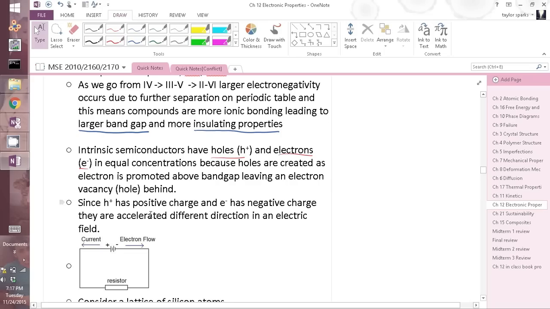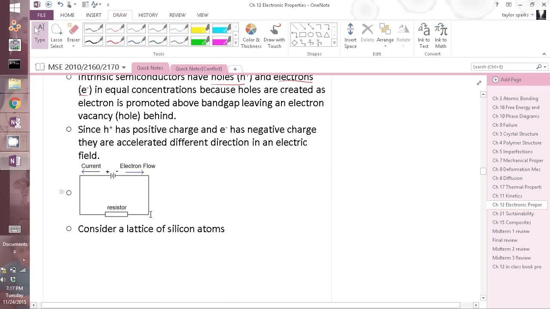Now, just a reminder on circuits. If you have a circuit like this and you have a battery, from the positive end of the battery, a current will move through the load, through our resistor, and it'll head towards the negative side of the battery, so positive and negative. That is the current. But the electron flows are opposite to that. Electron flows this way, and our holes move in the same direction as the current. Okay?